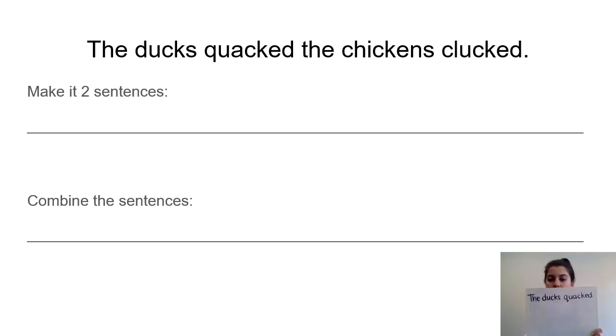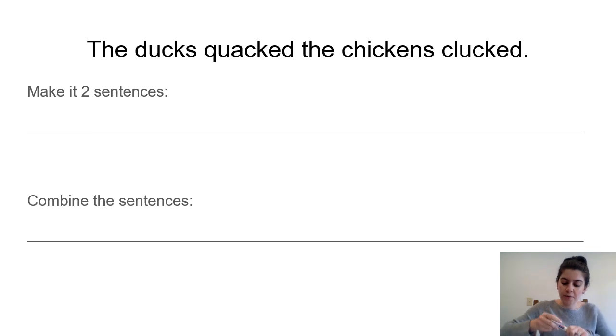Like this. We have the ducks quacked. Then to add on the rest of the information from the sentence, we would say the chickens clucked. Like this, the ducks quacked. The chickens clucked. So before we had those as one sentence, now we have them as two. I have a capital T in the and a period after quacked, noticing that. And then I have a capital T for the and a period after clucked. So this is now two separate sentences.